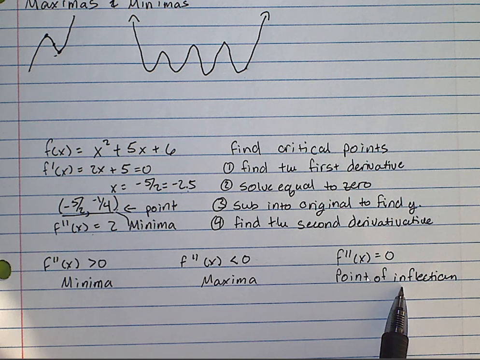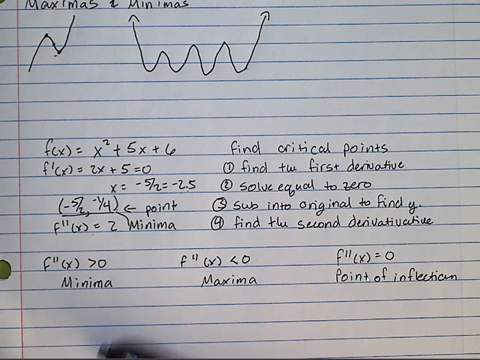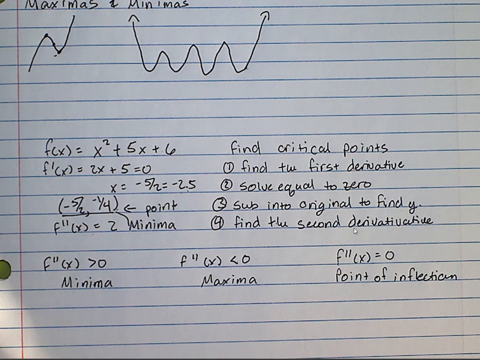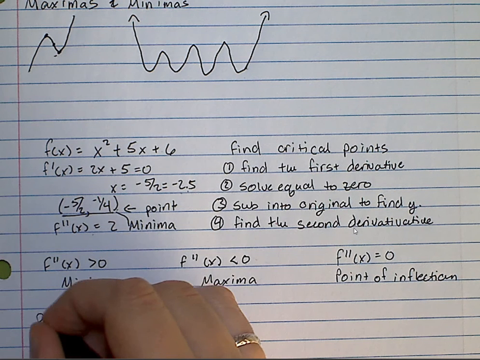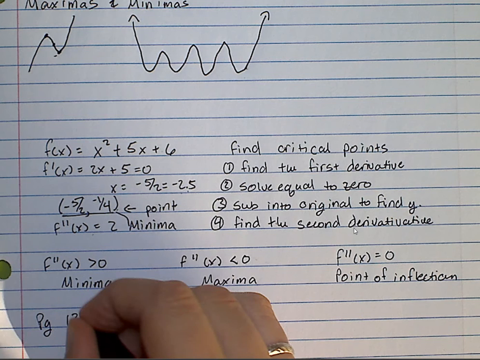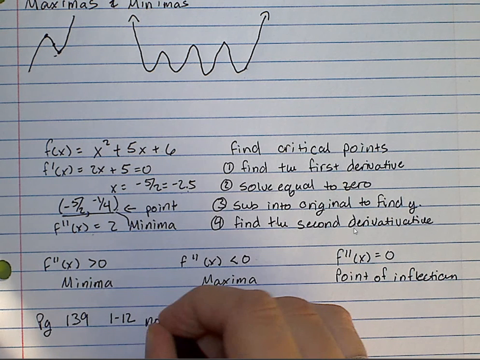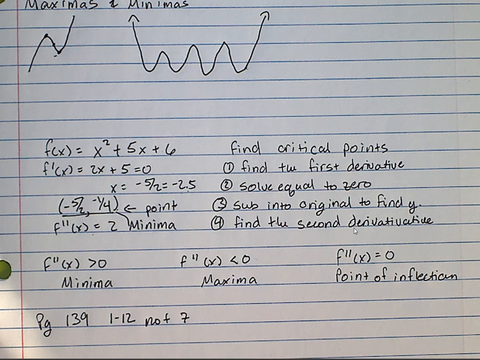So let's do part of the assignment together so I can show you what that means. Could you just skip right to finding out whether it's a maxima or minima and then go in and solve for that point? Sure. Okay. So your assignment today is page 139, 1 through 12, not 7. So let's take a look at that.